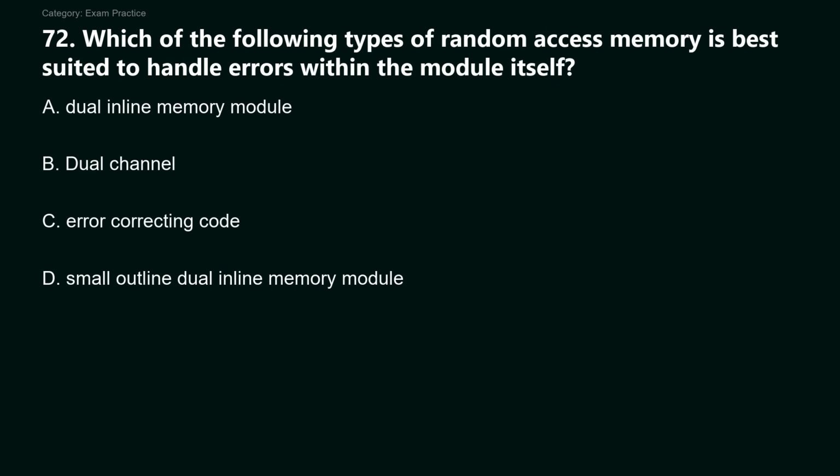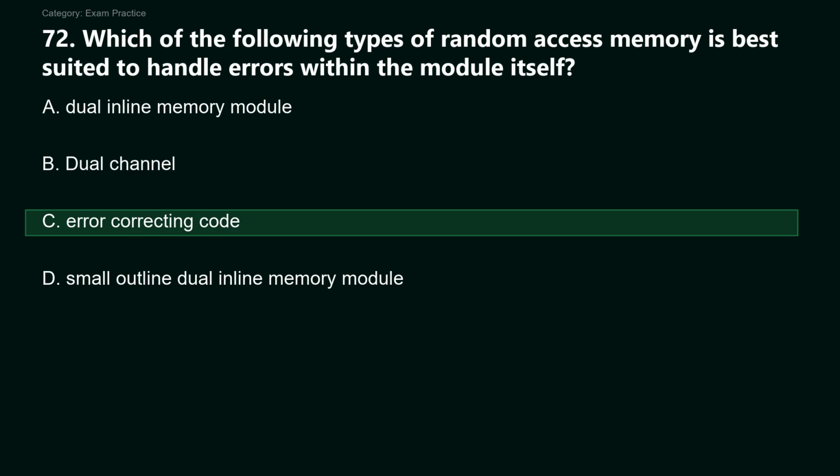Question 72. Which of the following types of random access memory is best suited to handle errors within the module itself? Option A, dual inline memory module. Option B, dual channel. Option C, error correcting code. Option D, small outline dual inline memory module. The correct answer is option C, error correcting code.